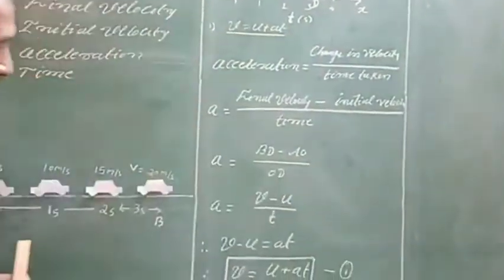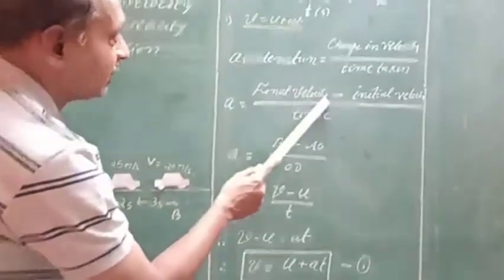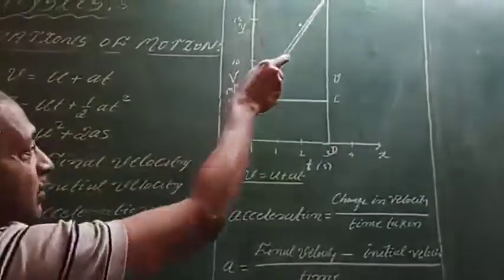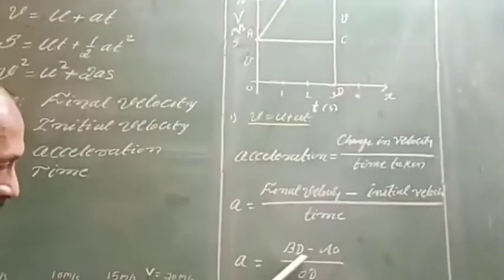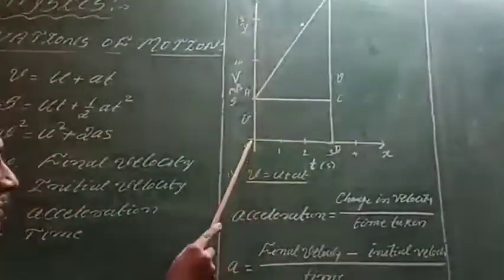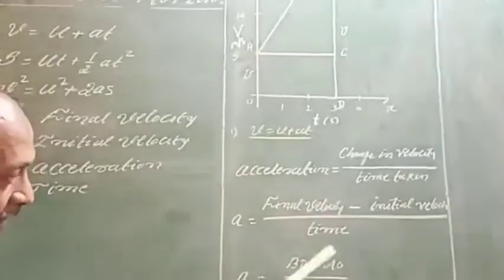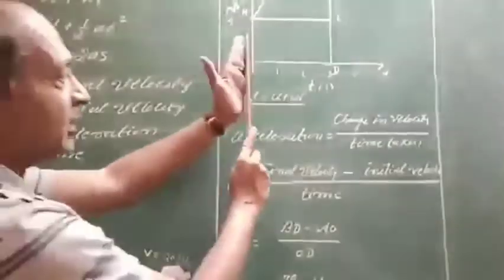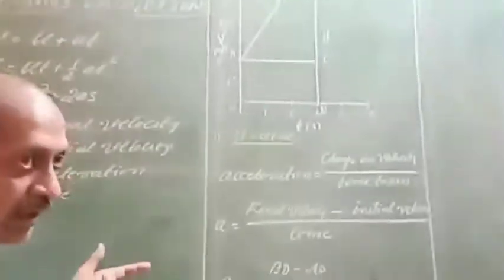Graphically, let us see. What is A? A is equal to the final velocity, which is BD, minus the initial velocity, which is AO. What is the time taken for this? The time interval is this much, that is OD.